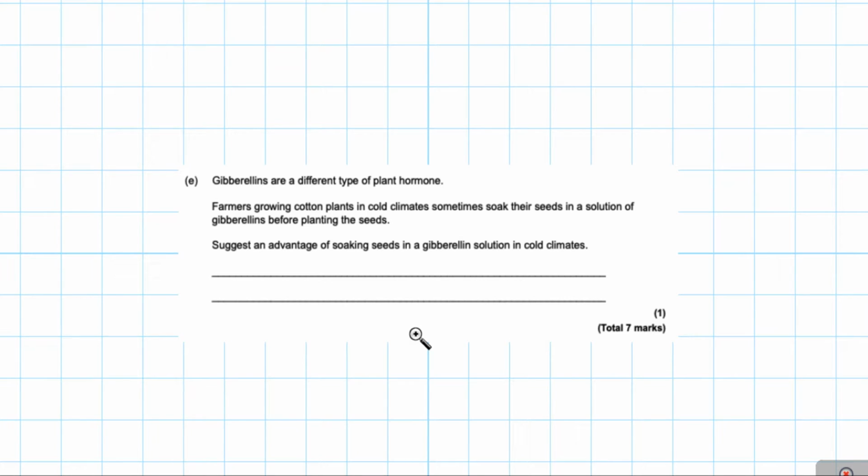Apologies for the pronunciation. Gibberellins are a different type of plant hormone. Farmers growing cotton plants in cold climates sometimes soak their seeds in a solution of gibberellins before planting the seeds. Gibberellin is another growth hormone, and this stimulates plants to grow. What it does is that the seeds will germinate sooner. Usually seeds need the correct conditions, and once those conditions are met, the seeds will begin to germinate. But gibberellin acts like a growth hormone, so it will ensure that all the seeds in the batch germinate at the same time, and they can germinate sooner as well.